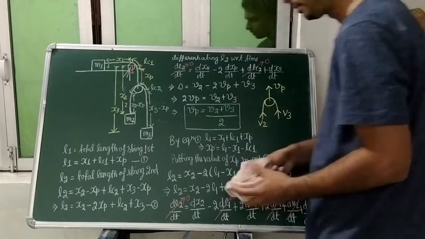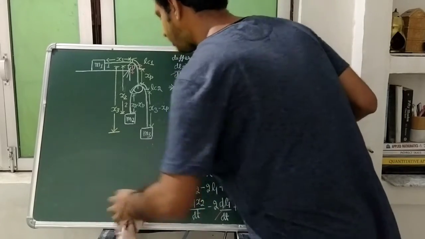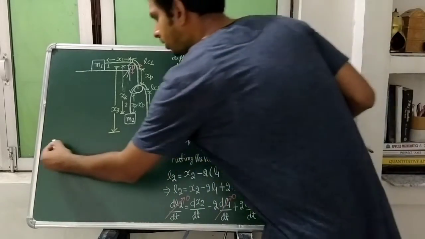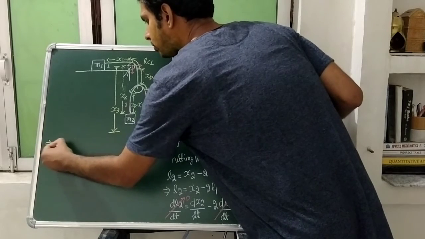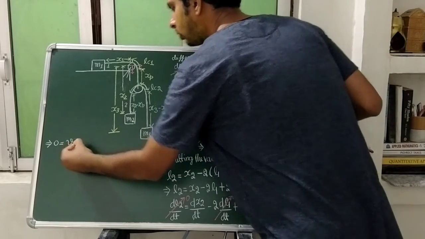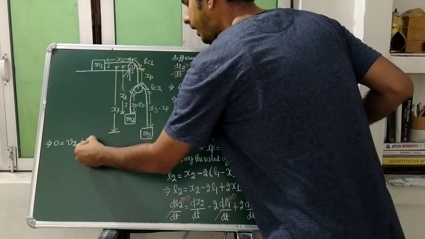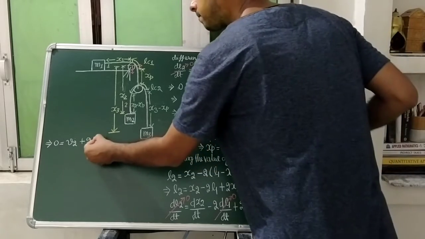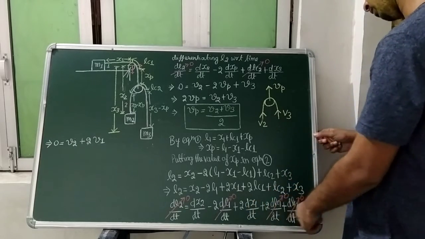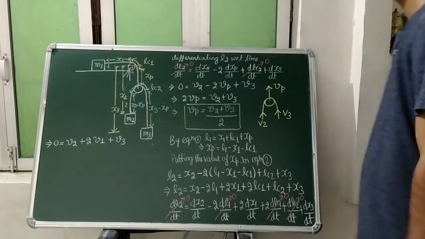So students, I am rubbing that side. So from here, what can we write, students? 0 should be equal to this V2 plus twice V1 plus this V3. Isn't it, students?